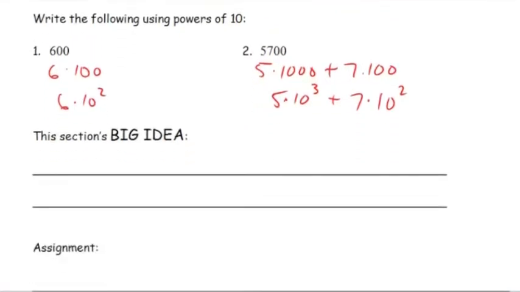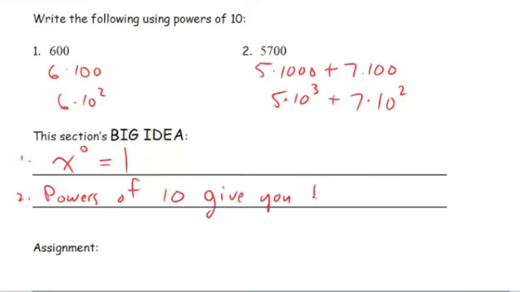So this section's big ideas. There are two of them. Anything with the exponent of 0 is equal to 1. And the other big idea is that powers of 10 give you that many zeros. An example is 10 to the power of 3 gives you 1,000, which has 3 zeros.